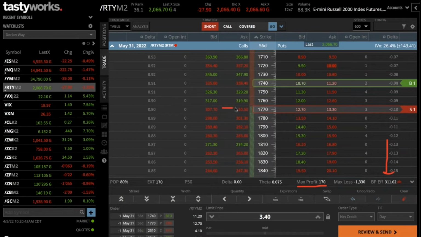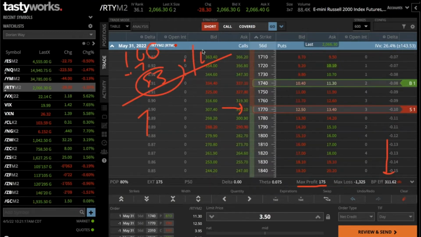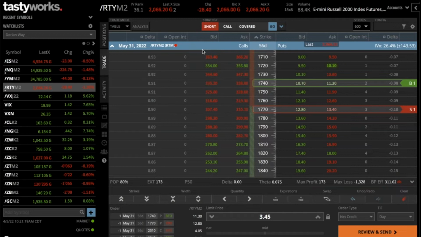So we have a 10 delta on the put side, and I believe we had a 7 delta on the call side. So you add those up, that's 17. You subtract that from 100. So we have an 83% chance of winning on this trade, which is not bad at all. If you take that 17 and subtract it from 100, you're going to get the 83. So that's why I'm getting that 83% there. So that's not bad at all on this trade.